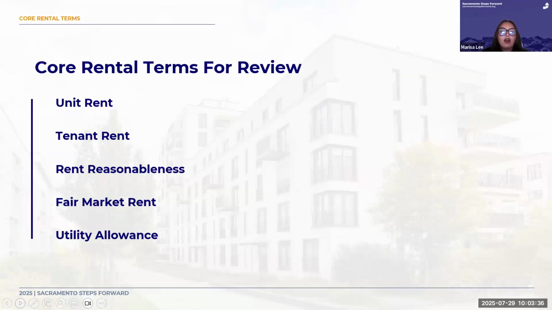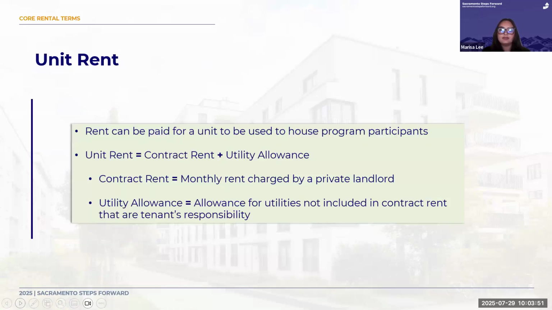The 5 terms we'll cover are unit rent, tenant rent, rent reasonableness, fair market rent, and utility allowance. These are the core pieces we're checking when reviewing rent calcs, and they show up across almost every file. The unit rent is the full cost of the unit. That includes contract rent and, if applicable, the utility allowance. So if a tenant pays utilities, that gets added to the rent amount. This total is used to check both fair market rent and rent reasonableness.